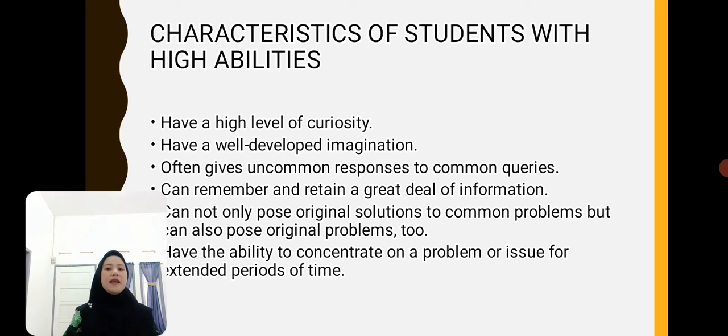Okay, the second category of our special needs students is students with high ability. And here are the characteristics of students with high ability. The first one is that students with high ability have a high level of curiosity. And the second one, they have a well-developed imagination. And the third, they often give uncommon responses to common queries.